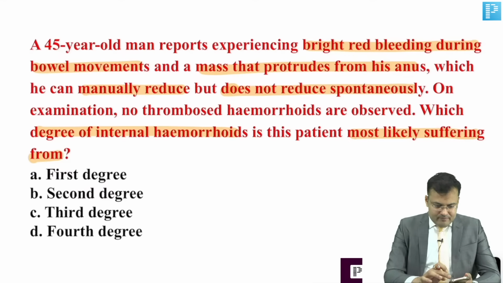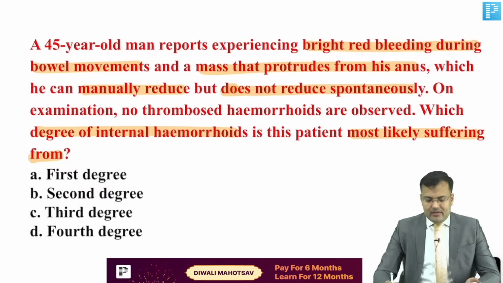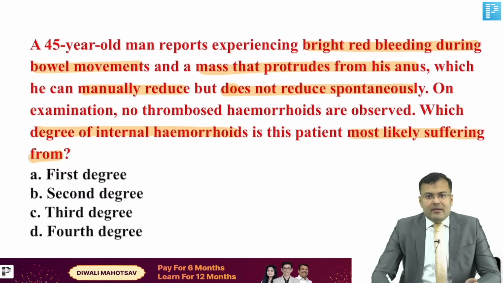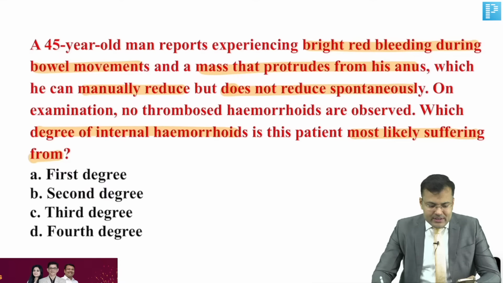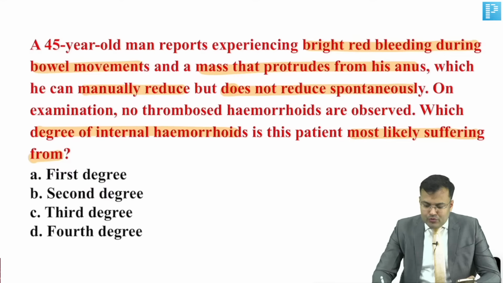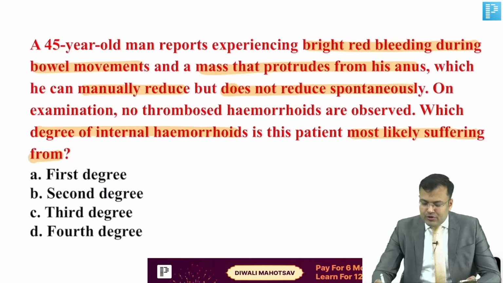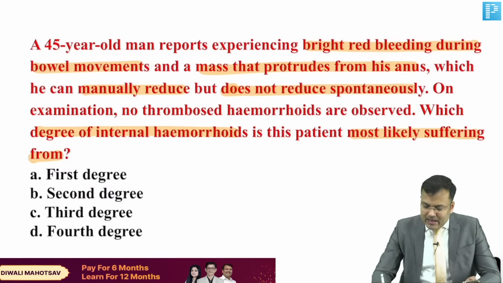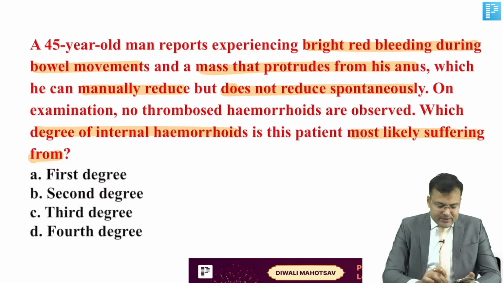So now see, I'm repeating the question again. A 45 years old man reports experiencing bright red bleeding during bowel movements, and a mass protrudes from his anus, which he can manually reduce and does not reduce spontaneously. On exam, hemorrhoids are observed. Which degree is the patient suffering from?